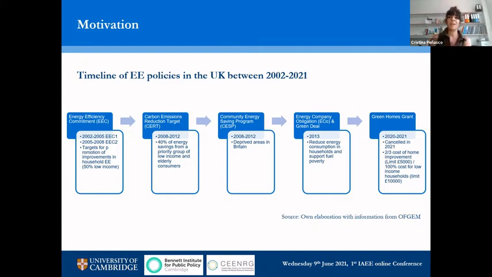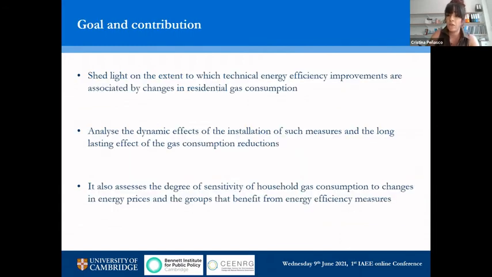So while the UK government keeps investing in energy efficiency technical measures, research is not conclusive about the effectiveness of retrofitting measures in realizing 100% of the saving potentials, mostly due to the impact of rebound effects associated with occupant behaviors and the lack of engagement with the instruments. So the aim of this paper is to shed light on the extent to which technical energy efficiency improvements, specifically the installation of loft insulation and cavity walls, are associated with changes in residential gas consumption.